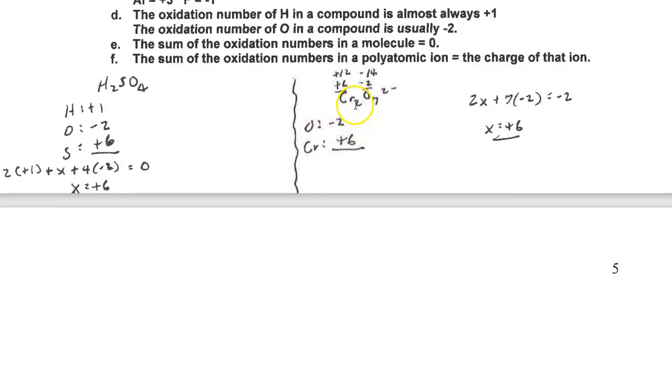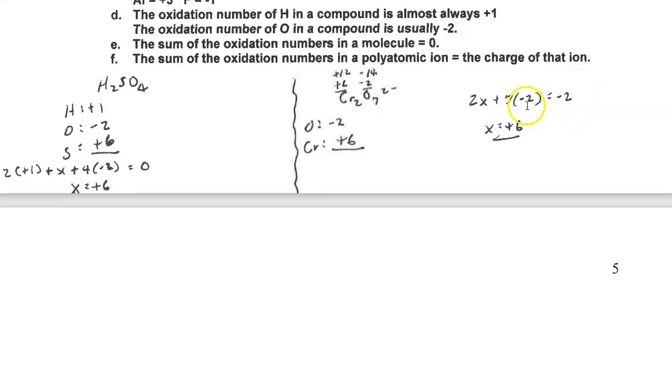What's the chromium? Well, I don't know what it is, so we're going to call it X, but I know I got 2 of them. So 2 times X plus, I've got 7 oxygens here, each at -2 apiece. When I add all this up, it has to add up to what? Not 0. It's got to add up to -2. Why? Because the sum of the oxidation numbers in a polyatomic ion equal the charge of the ion. So -2. So 7 times -2 is -14. 2x minus 14 is equal to -2.